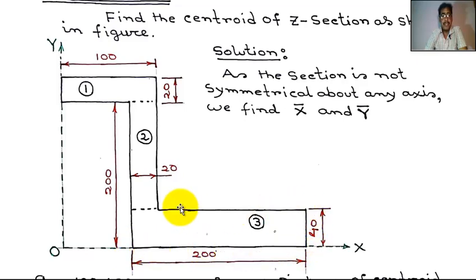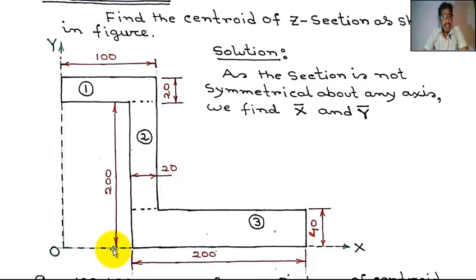We draw the section first as per dimension. First we draw the horizontal axis OX, X axis, and the vertical axis OY, Y axis. OX is the horizontal axis, OY is the vertical axis.